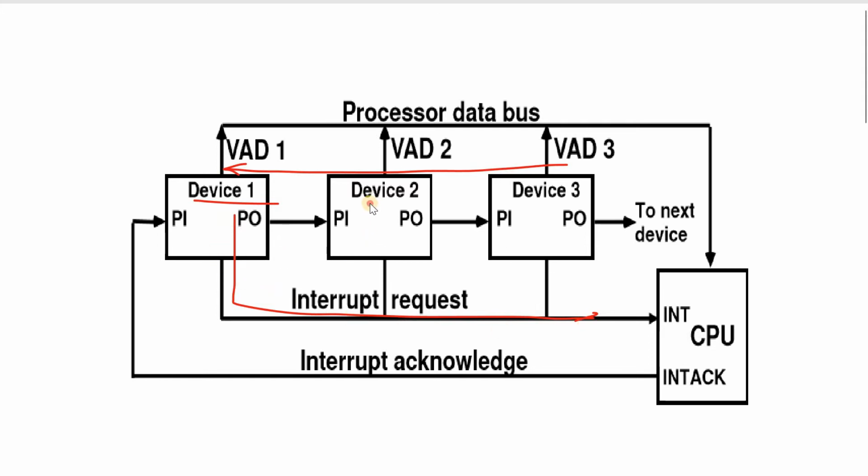But suppose device 2 is requesting some service, while device 1 is not requesting service, and device 3 is not requesting service. If the CPU receives this requesting signal, with the help of interrupt acknowledgement, the service will respond like this. PI value equal to 1, and it checks whether device 1 is requesting a service or not. In this case, device 2 is requesting, and device 1 is not requesting, so the PO value equals 1.